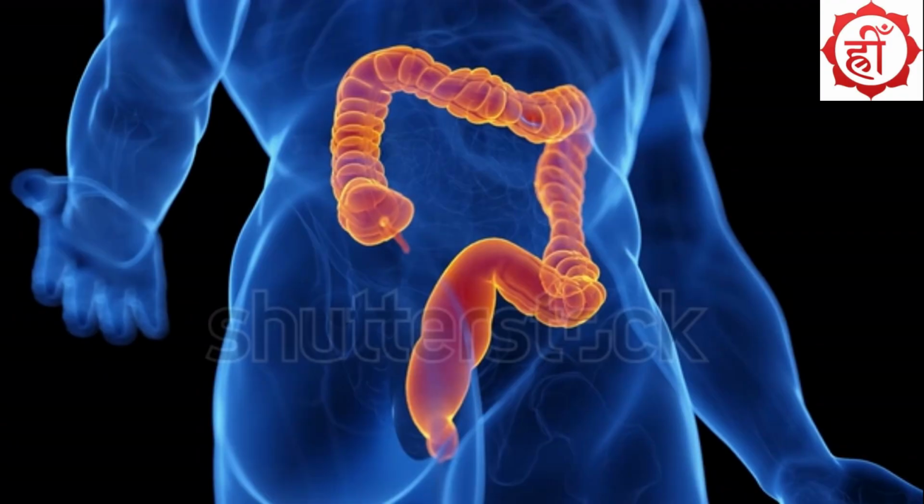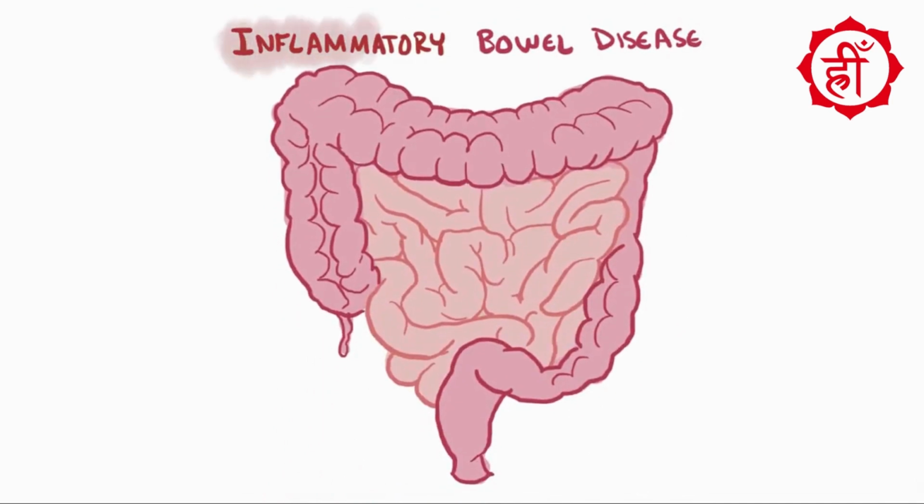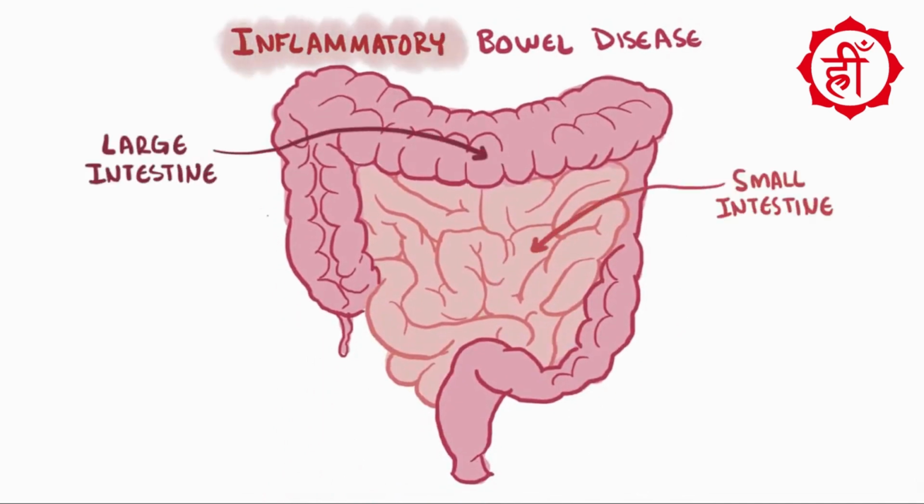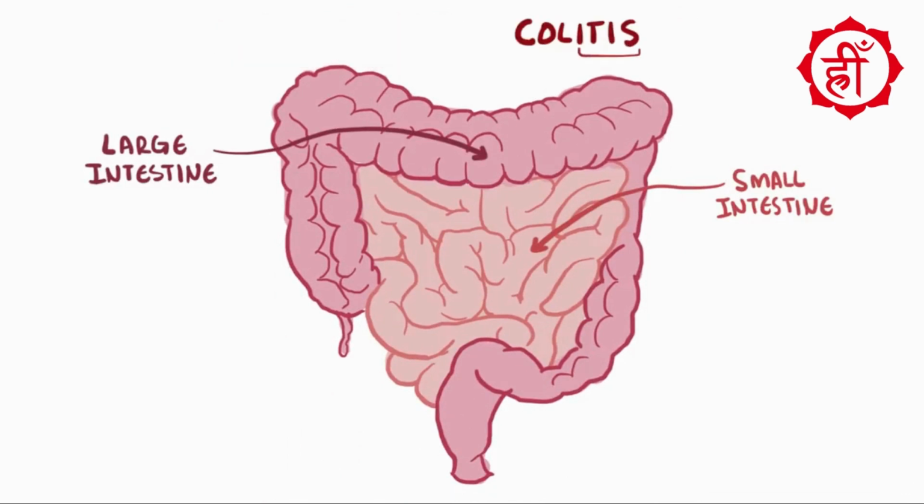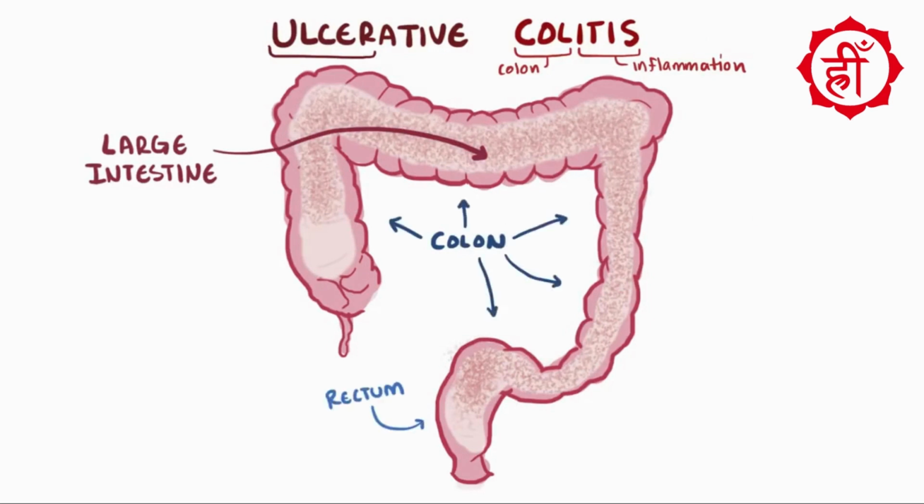Let us know the ulcerative colitis. Inflammatory bowel disease can cause inflammation in the small and large intestine. In other words, inflammation of the bowel. Colitis refers specifically to inflammation in the colon, or the large intestine. Ulcerative colitis is a type of inflammatory bowel disease that tends to form ulcers along the inner surface or lumen of the large intestine, including both the colon and the rectum.